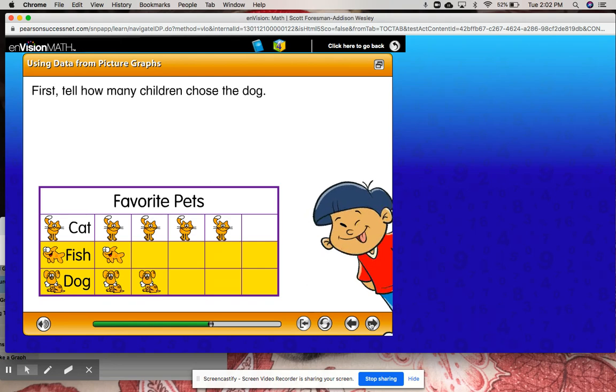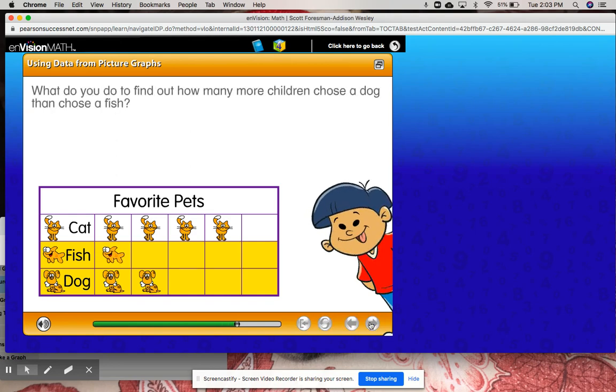First, tell how many children chose the dog. We know that there are two. 2 chose the dog. Then tell how many children chose the fish. Looking at the fish, again, there's only one vote. 1 chose the fish. What do you do to find out how many more children chose a dog than chose a fish?